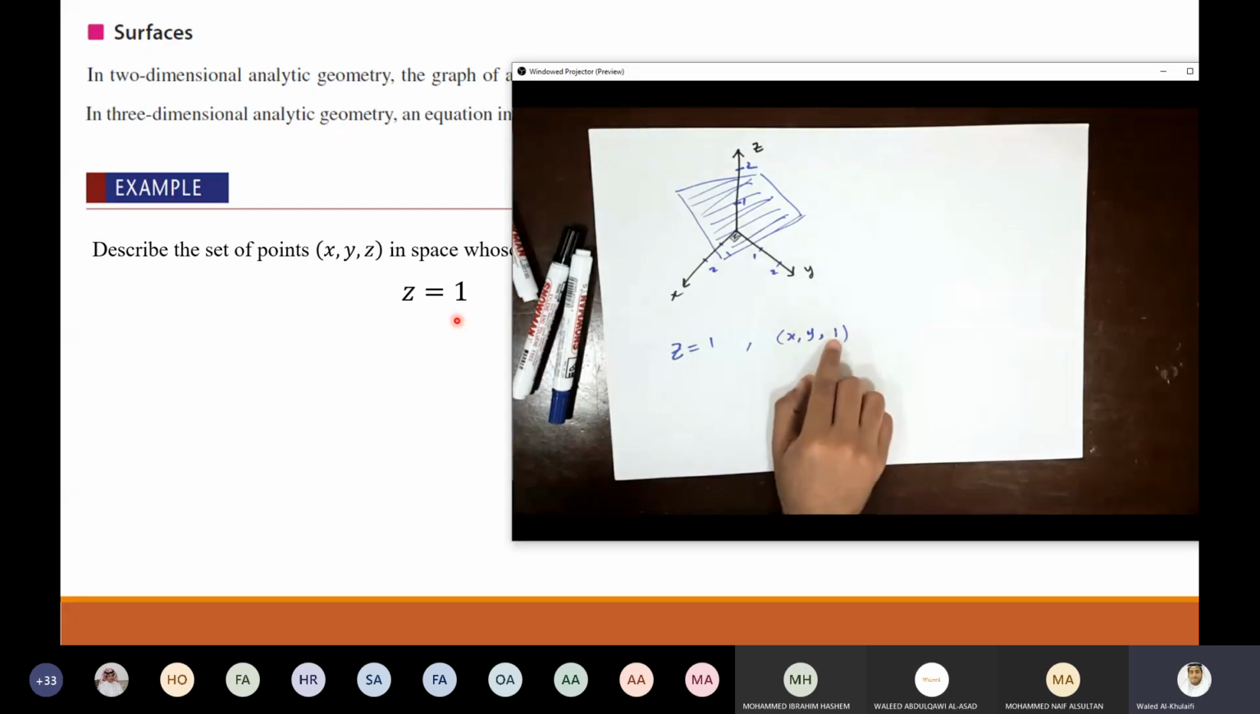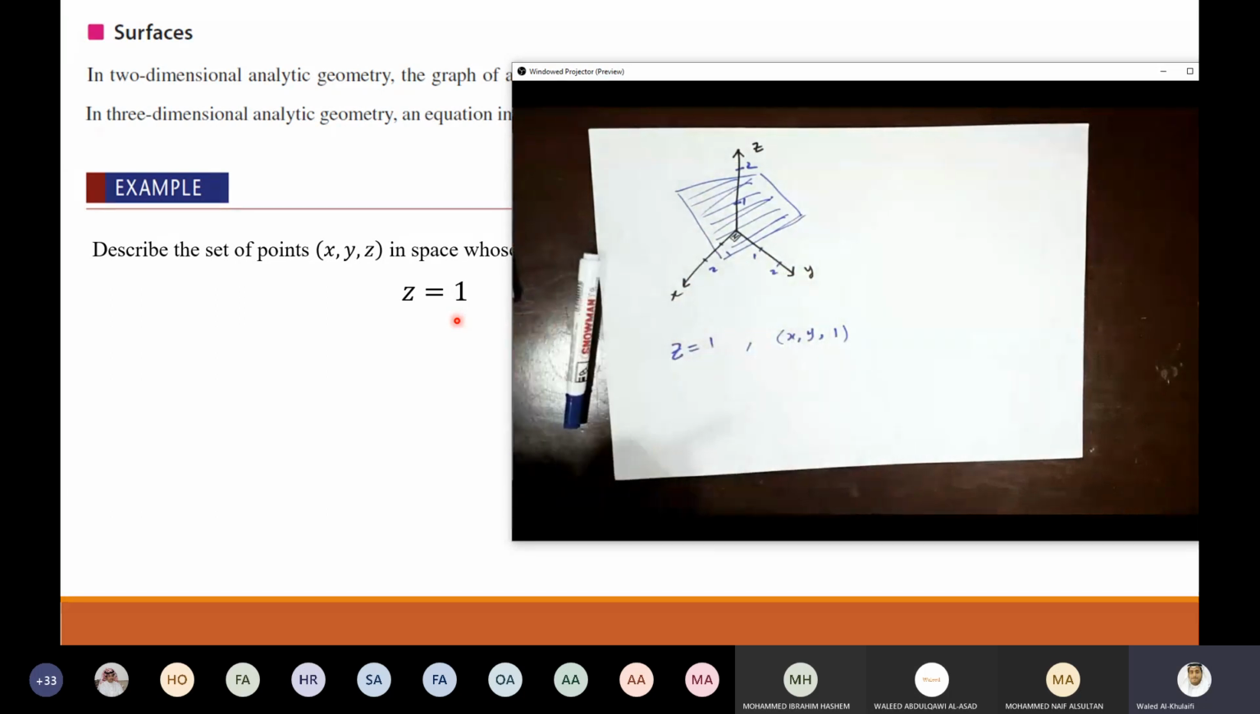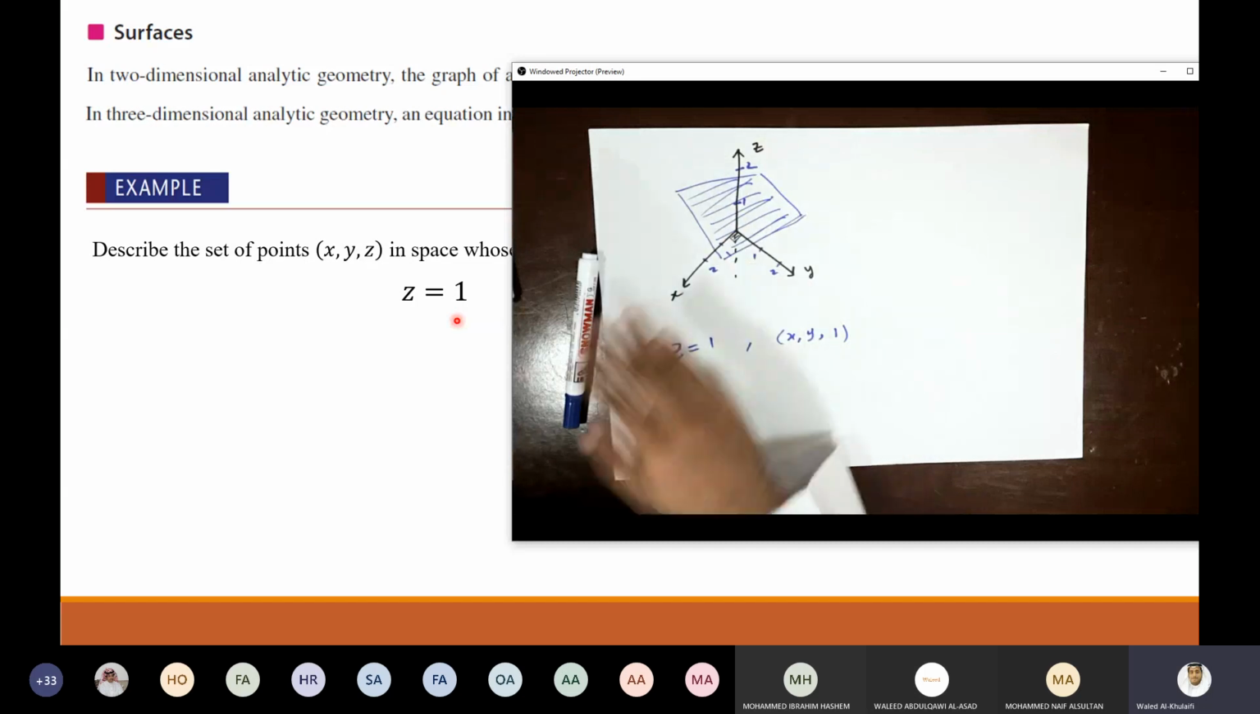And what about if I change it into -1, guys? What will happen? It will be the same plane, but below, down. So you remember, there is also a negative part here. So it will be 1 plane down, 1 unit down.